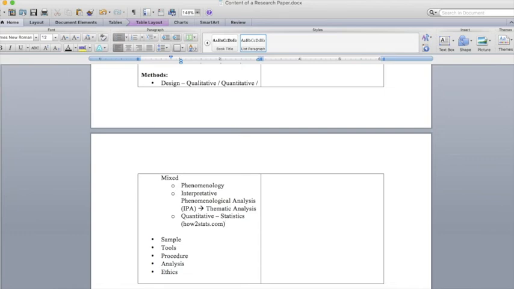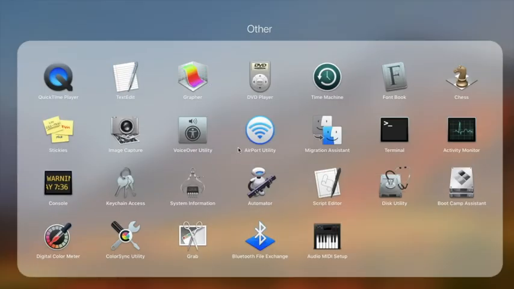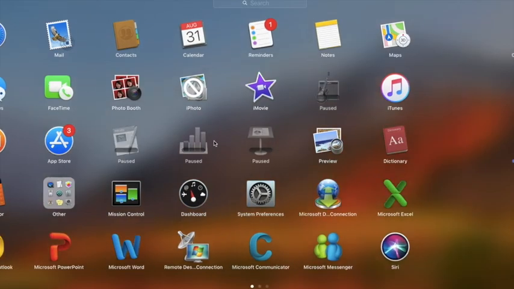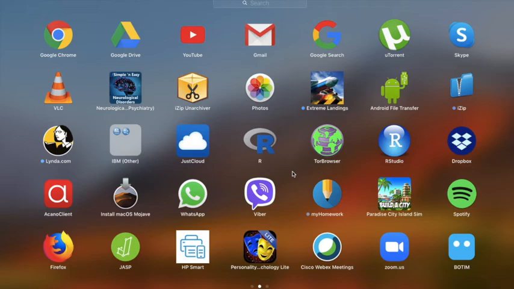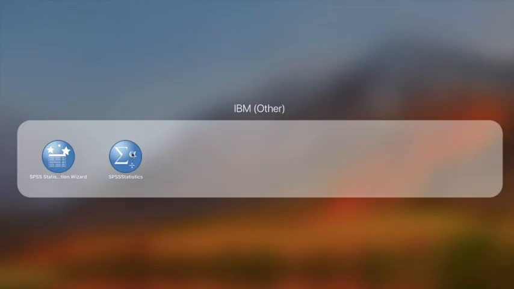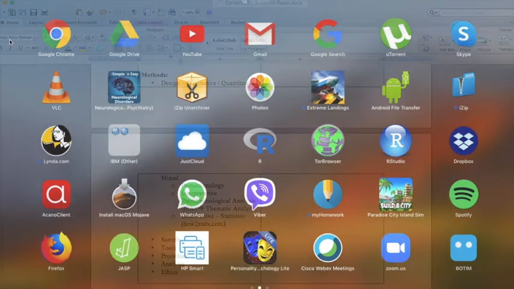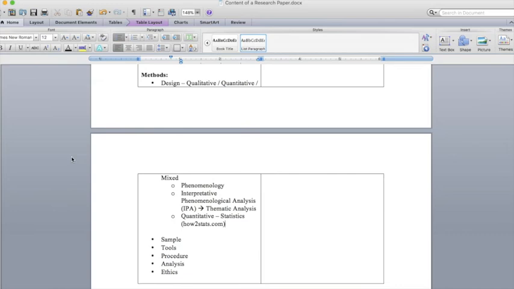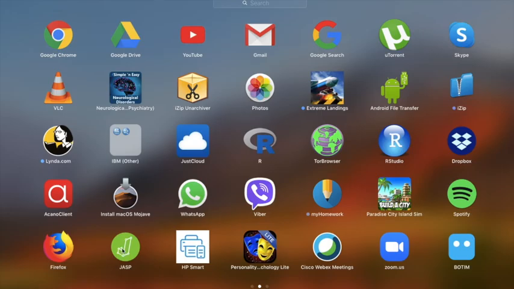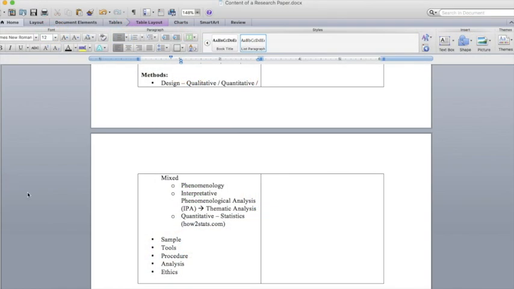So if not, there's a software named, let me quickly show this to you, SPSS, IBM SPSS. So this is software that I use to analyze most of my statistical findings if you do a quantitative research study. I think I have some other softwares. This JASP is a free software that you could download, and that's also good for statistical analysis. So that is something that you could use.